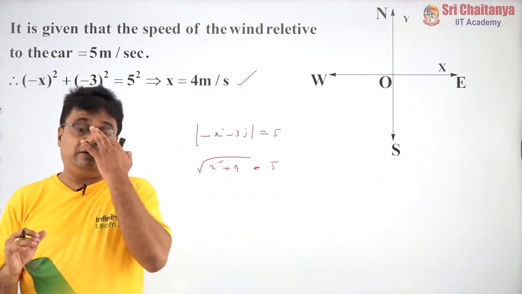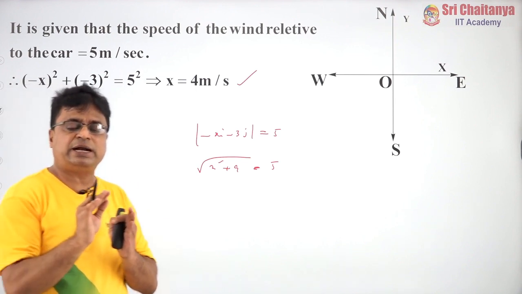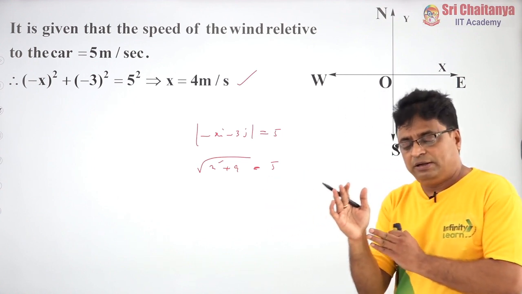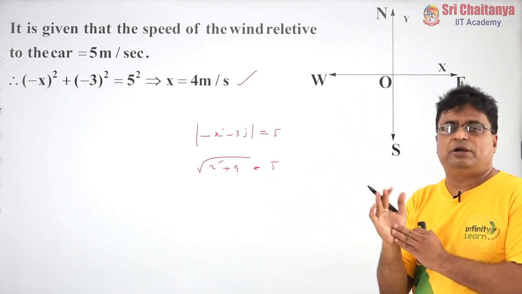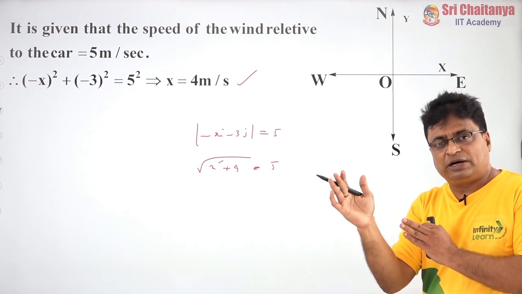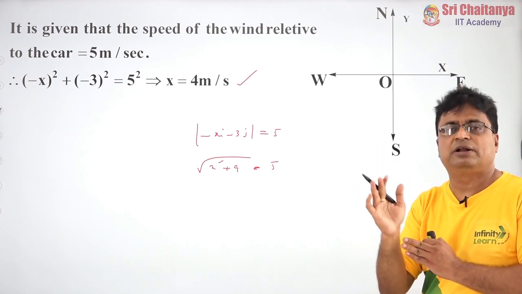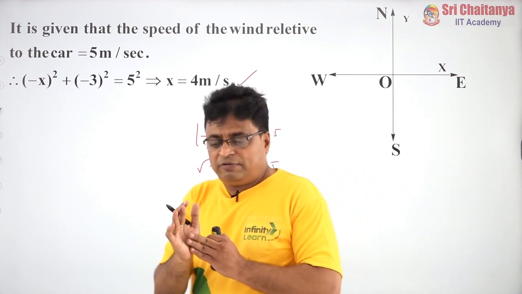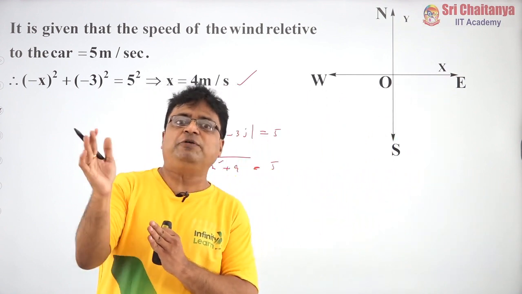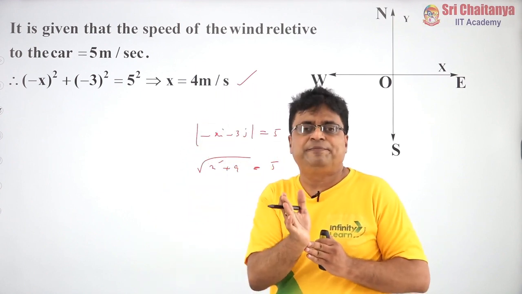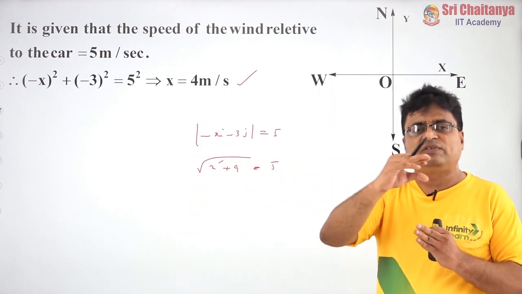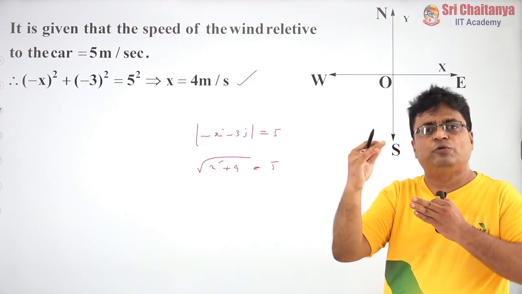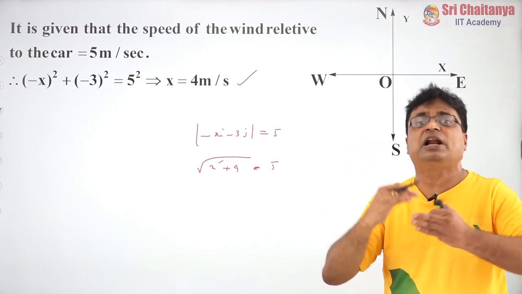So, my friends, please try to understand the important points: speed, velocity, velocity of the wind relative to the car, and speed of the wind relative to the car. Speed of the wind relative to the car is a scalar. Velocity of the wind relative to the car means the resultant. Resultant of what? One is the car velocity as well as the wind velocity. Resultant of these two gives us the velocity of the wind relative to the car.